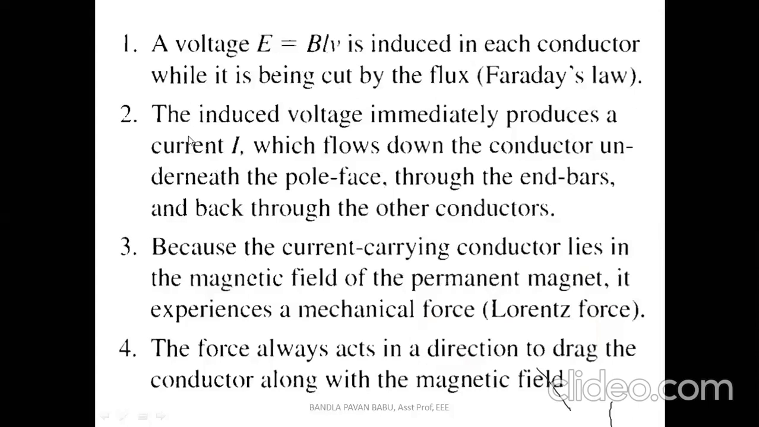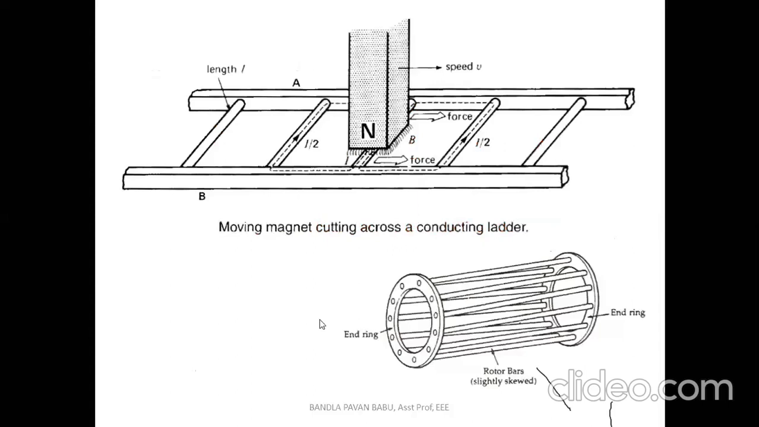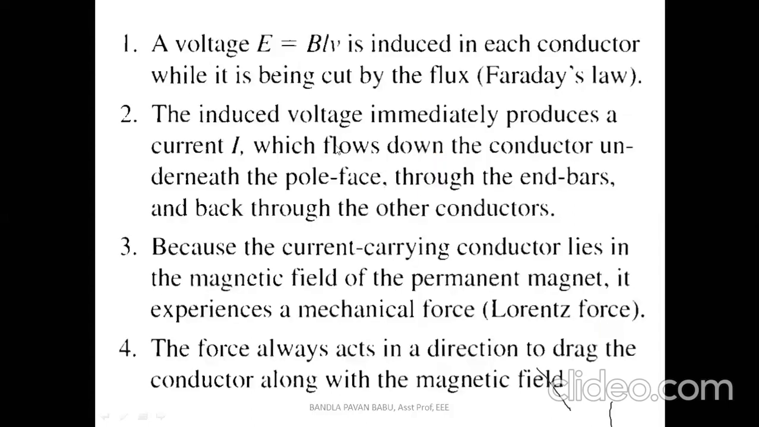Next, look at the second one. The induced voltage immediately produces a current I. The circuit is closed because there exist the end rings. Because of these end rings, the circuit is shorted here. So the current I flows down the conductor underneath the pole face, through the end bars and back through the other conductors.